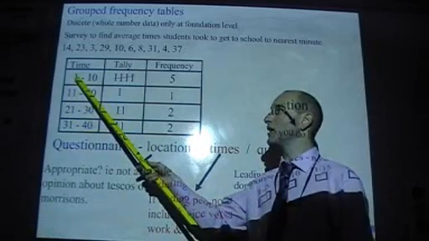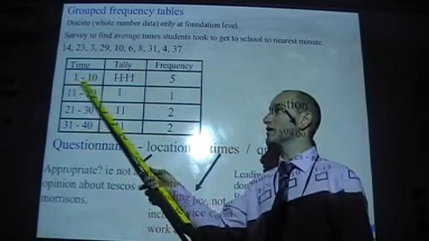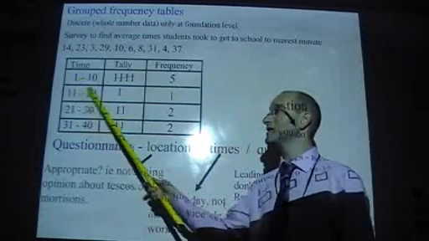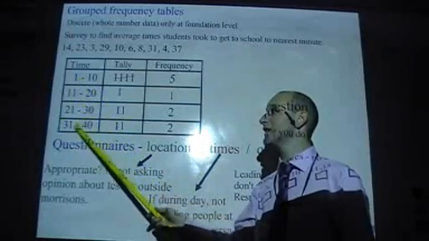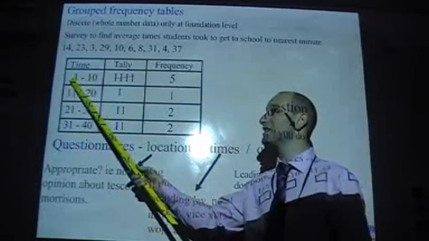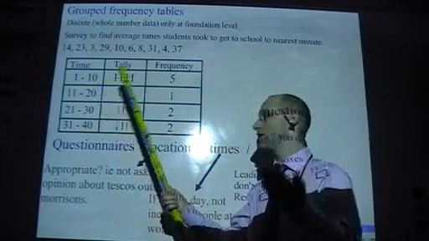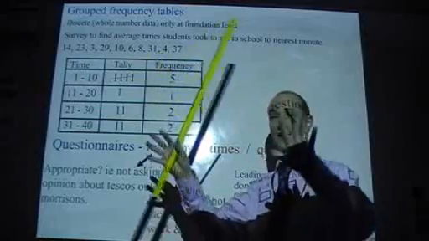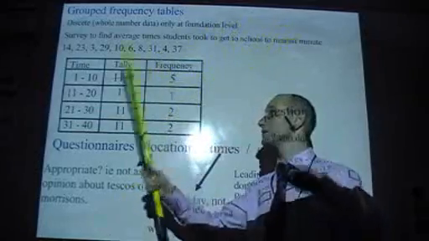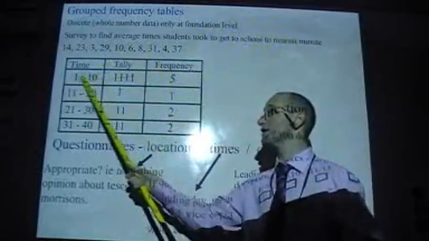Also, make sure these are the same distance. Like this is 10, 10, 10, 10. They're all 10 apart. I'm saying 10 because I'm including the 1. If you count 1, 2, 3, 4, 5, 6, 7, 8, 9, 10, that's 10. 10 items of data, 10 numbers that are covered in there.